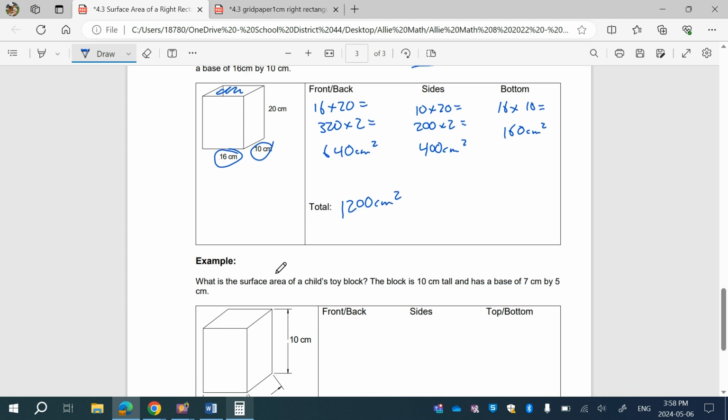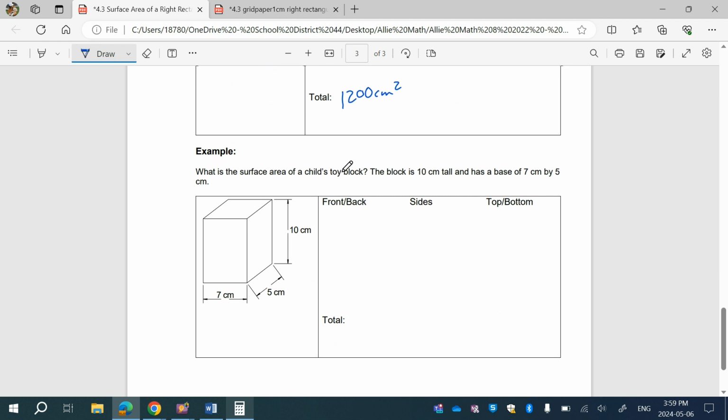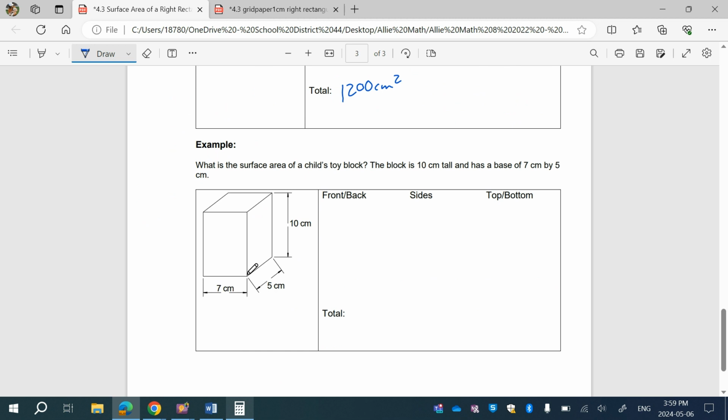Okay, and then this last one, what is the surface area of this child's toy block? The block is 10 centimeters tall, has a base of 7 centimeters by 5 centimeters. Okay, so the front and the back, and this is a toy block, so we're going to do the front and the back, we're going to do the sides, we're going to do the top and the bottom. It's got all of its sides and tops and bottoms. So the front and the back, this is the front. Looks like it's going to be 7 times 10, so 7 times 10 equals 70. Because we have the front and the back, let's do 70 times 2, and we'll get 140 centimeters squared.